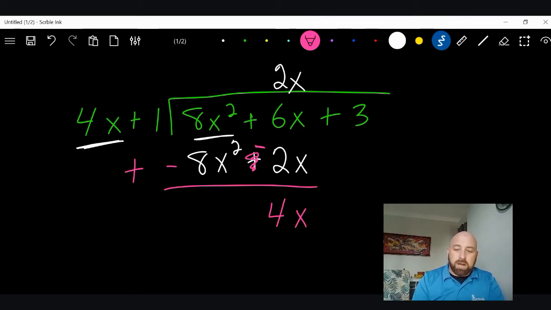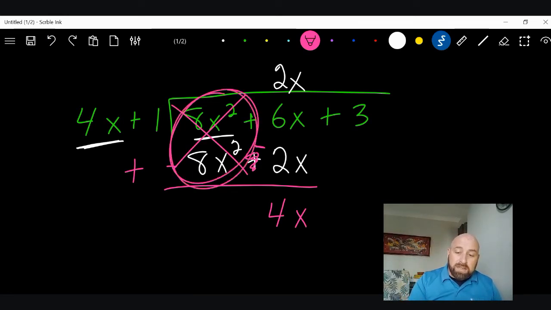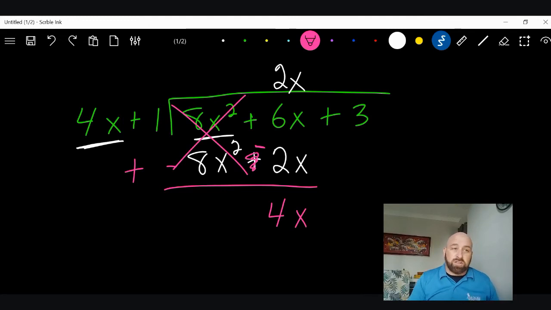8x squared minus 8x squared cancels, gives me 0. You don't need to write the 0 there, it just cancels. Now, let me just tell you something. If you're doing this correctly, you will always get this term to cancel. It's just going to always cancel. Why? Because you put it up here, you divided it into it, and it just cancels every time. That's kind of the way that this works.